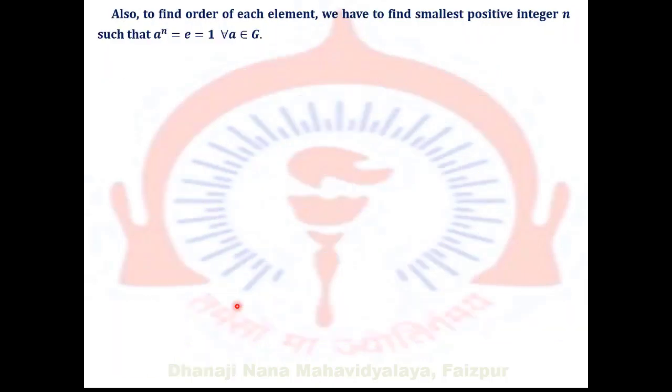Also, to find the order of each element, we have to find the smallest positive integer n such that a raised to n is equal to e, the identity element, but here the identity element is equal to 1 for all a belongs to G. Now 1 raised to 1 is equal to 1, the identity element. So we can say the order of 1 is equal to 1. Minus 1 raised to 1 is minus 1, and minus 1 square is equal to 1, the identity element. So here 2 is the smallest positive integer such that minus 1 raised to 2 is equal to 1. So the order of minus 1 is equal to 2.